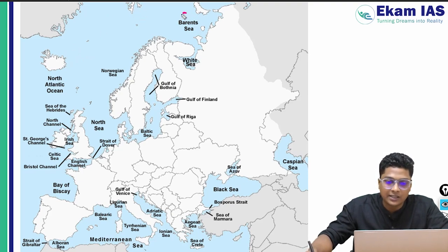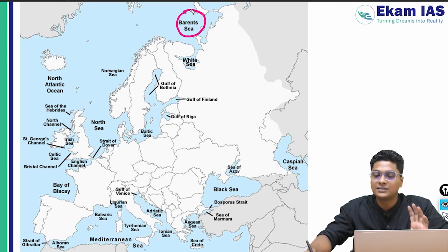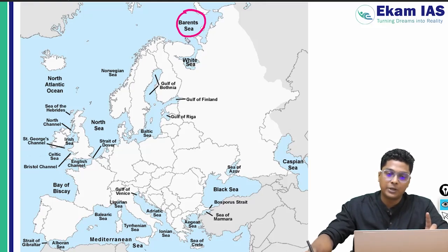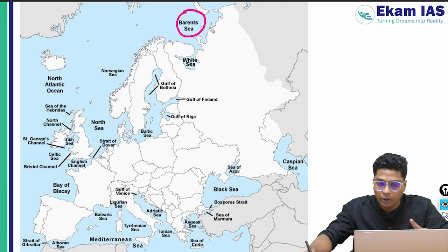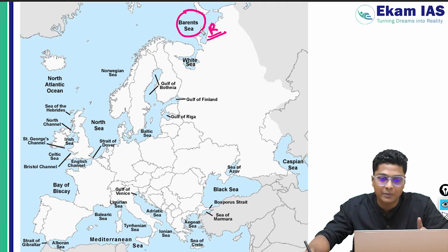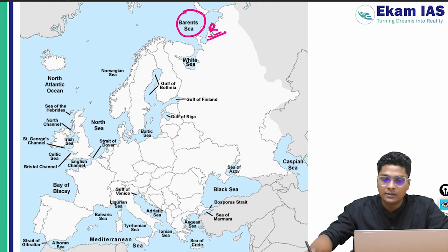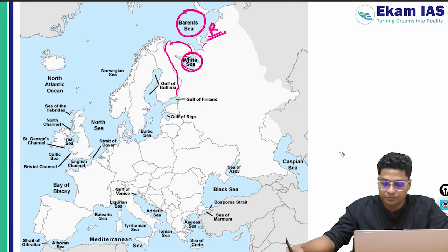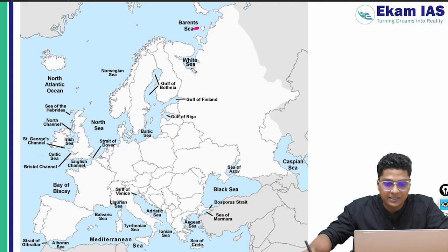Let's start from this region, the Barents Sea. Often this region is in news because of geopolitics. This is the extension of Russia, and Russia conducts various military exercises as well as experiments in this region. So the Barents Sea sometimes appears in news, very important. Also here you can see the White Sea, which is completely part of Russia, surrounded by the Russian landmass. So we have seen the Barents Sea and the White Sea.